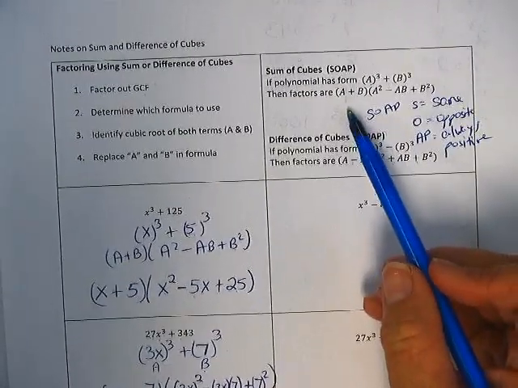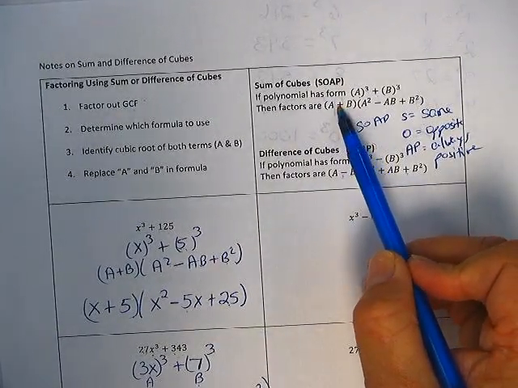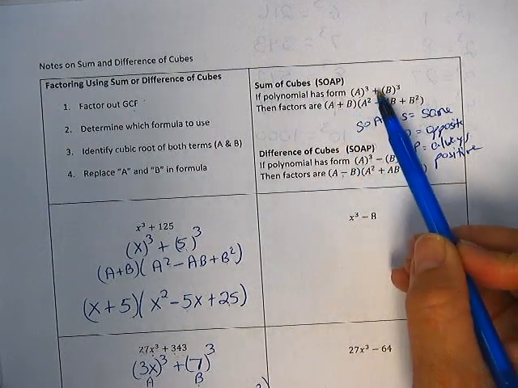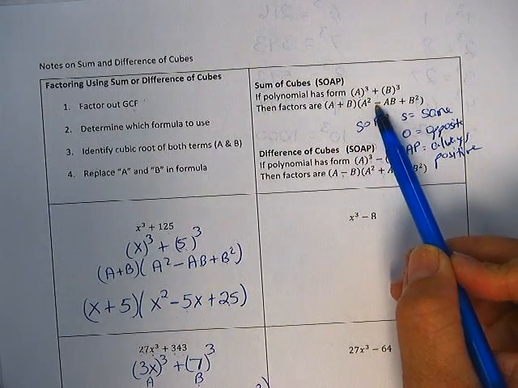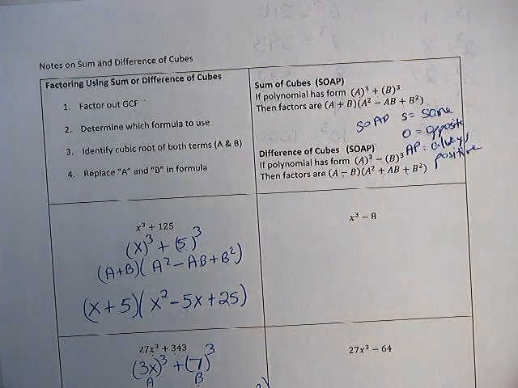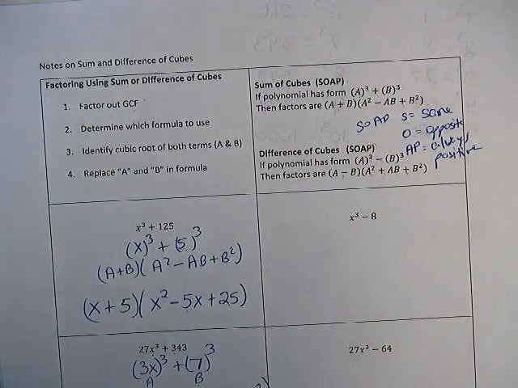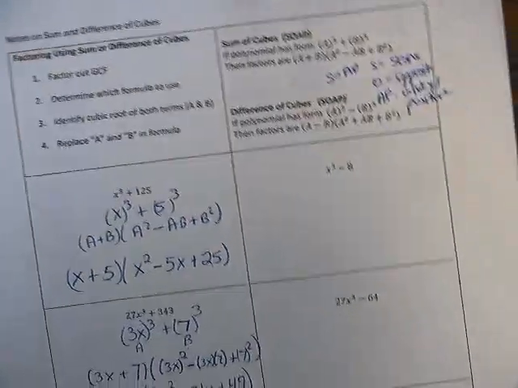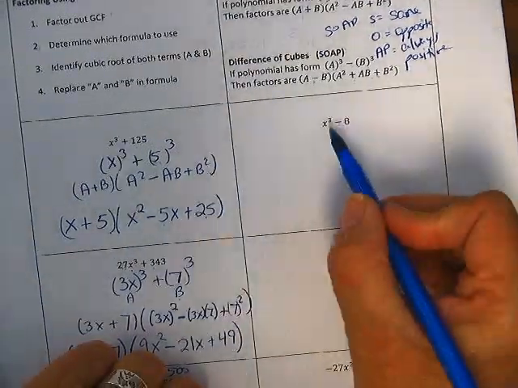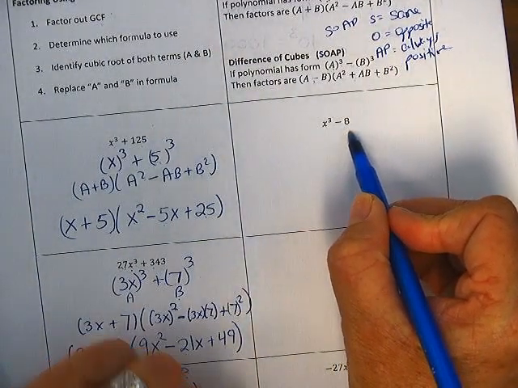And notice that also worked with our sum. Same sign, they're both plus. Opposite signs, so plus and a minus, and then always positive. So that's just a little reminder of what SOAP stands for. Okay, so we're going to do the same format. Is there anything we can factor out here? No.